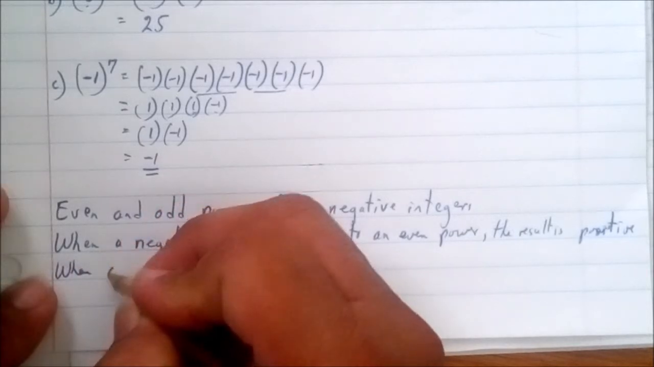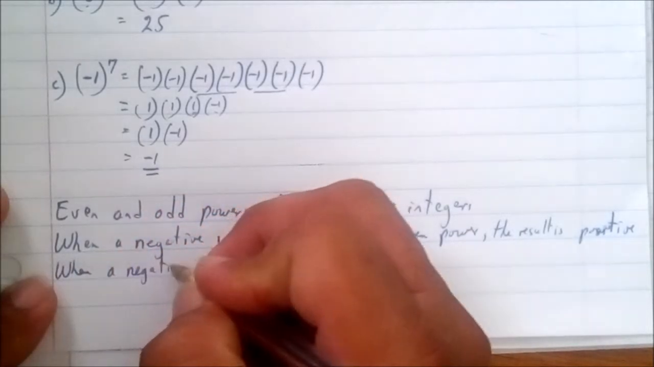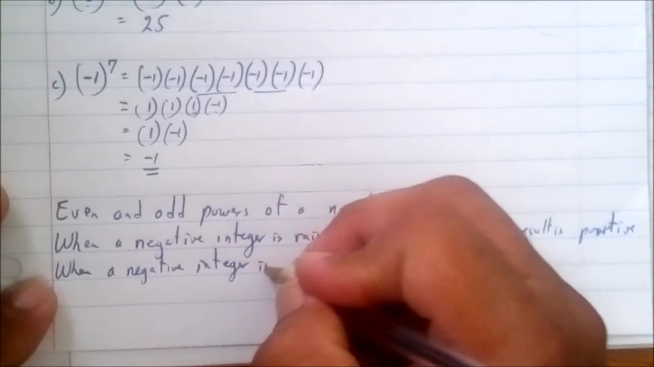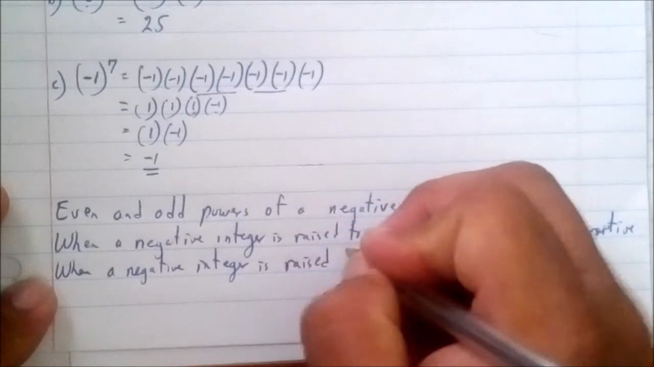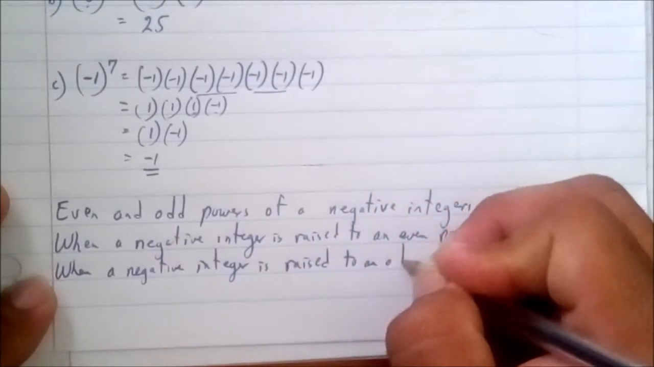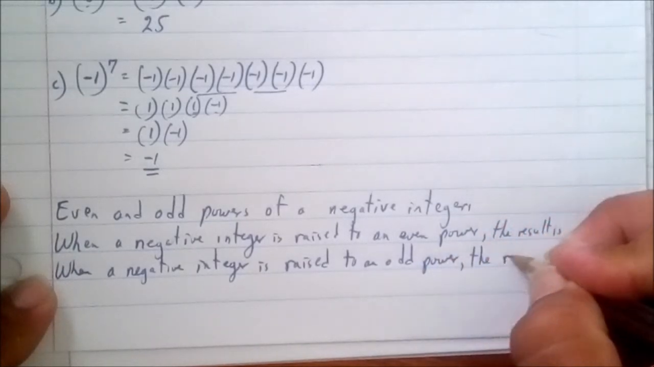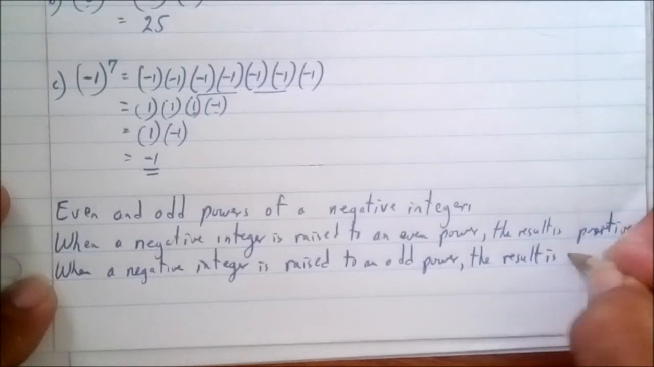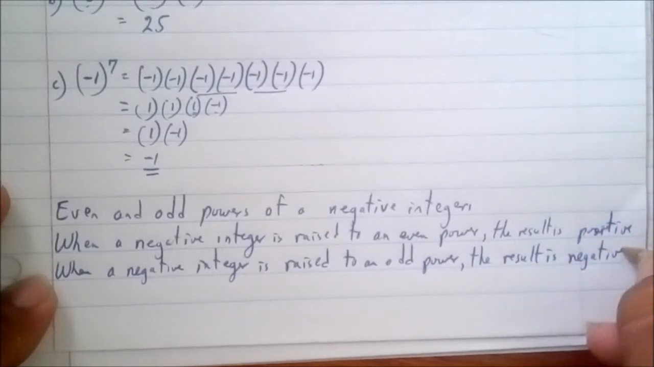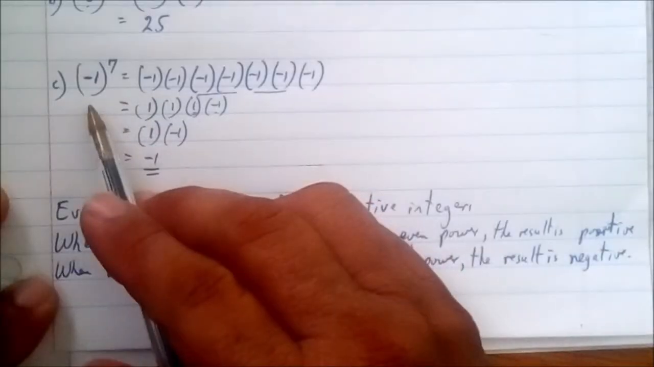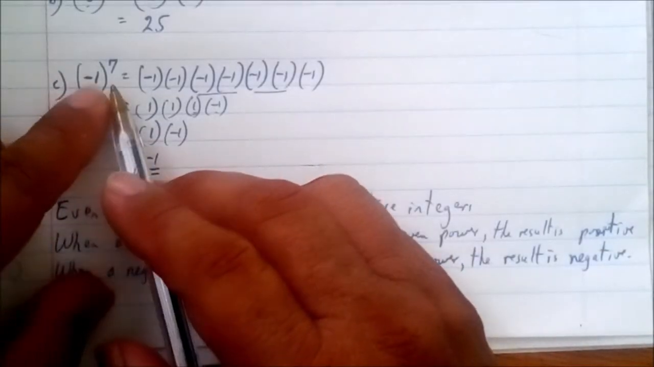When a negative integer is raised to an odd power, the result is negative. Okay, so that's how we work that out. Nothing should be complicated there. Now remember, the base is in the bracket, raised to the power.